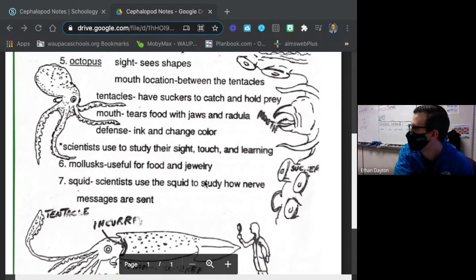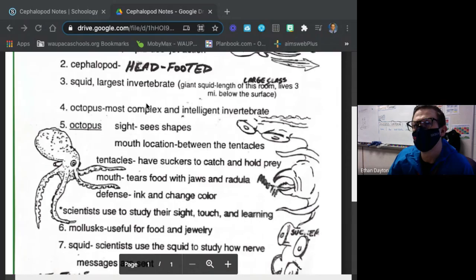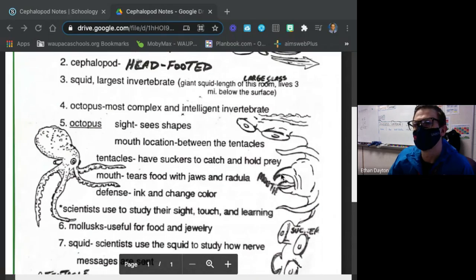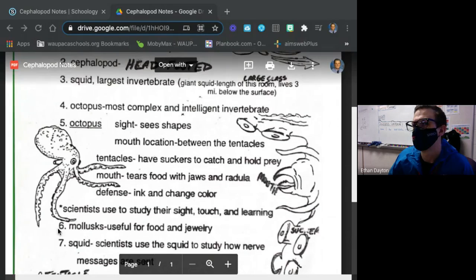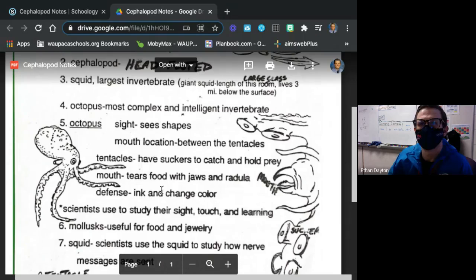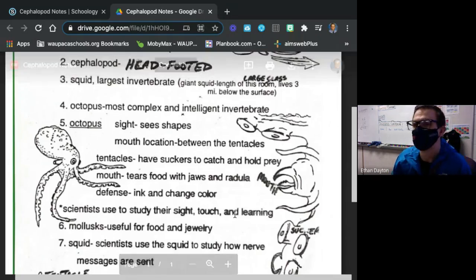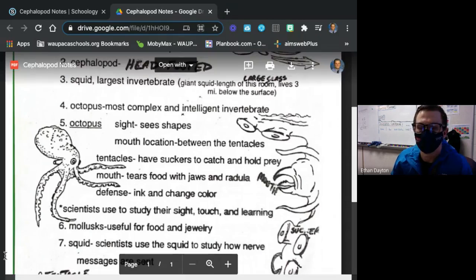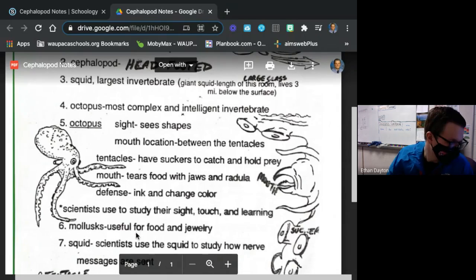Nope, not hooks. Get your notes out. I know they're in there. What's another way that an octopus can defend itself, Zach? Look up here then if you can't find them. Defense, ink, and what else can they do? Change color. Yep, very good.